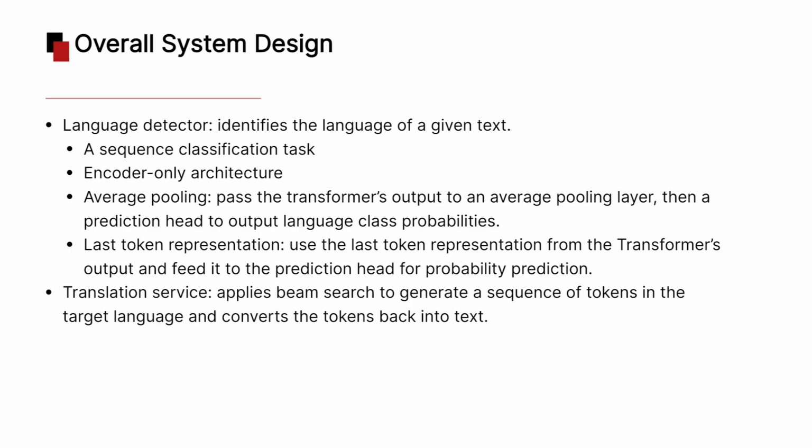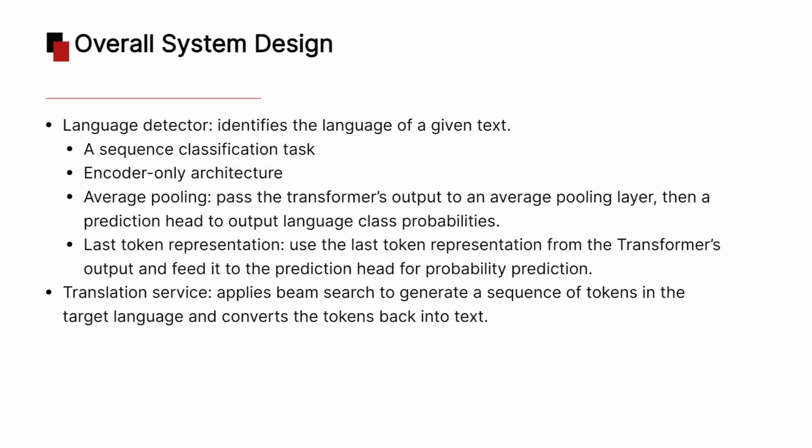Average pooling. Take the average of all token embeddings from the encoder output, then feed this representation into a classification head that outputs probabilities over possible languages. Last token representation. Alternatively, we can take the embedding of the final token in the sequence, which has aggregated context from the entire text, and feed it into the classification head. The output is a probability distribution over supported languages, and the highest probability language is chosen.